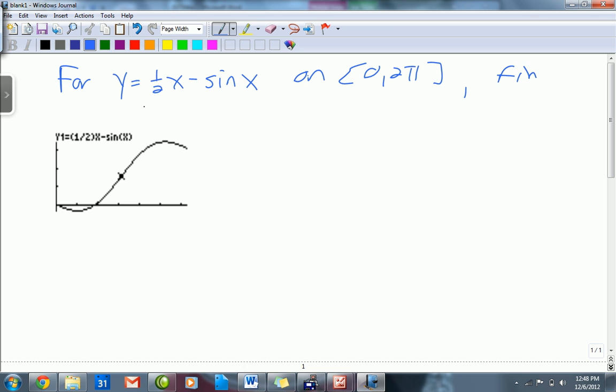We want to find any extreme values. Remember, extreme values are maxes or minimums. Now, what we're going to do is use the first derivative to do this. And I'm going to draw it out and let you know about the theory as I work step by step.